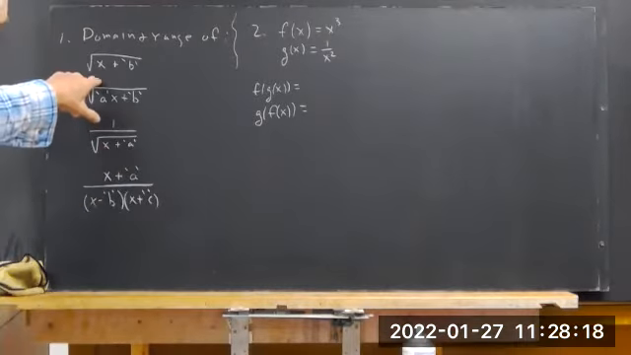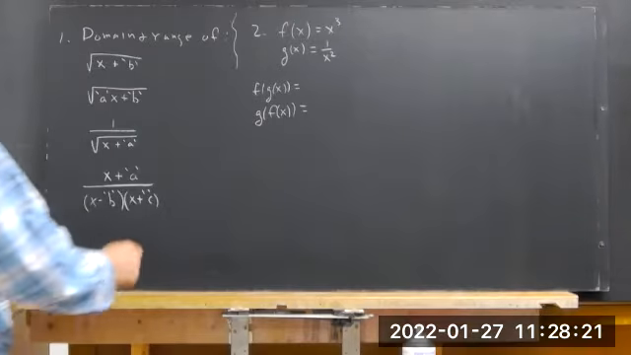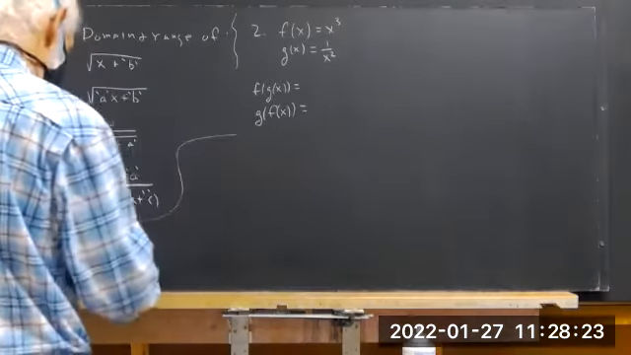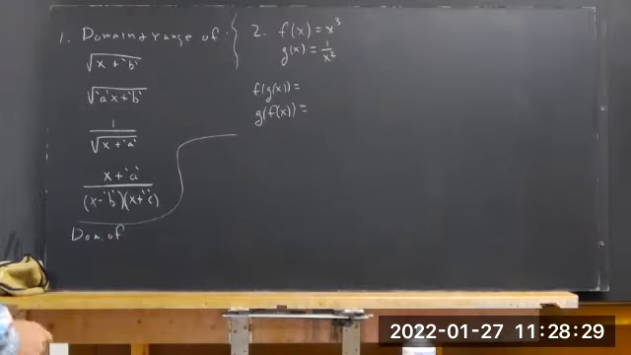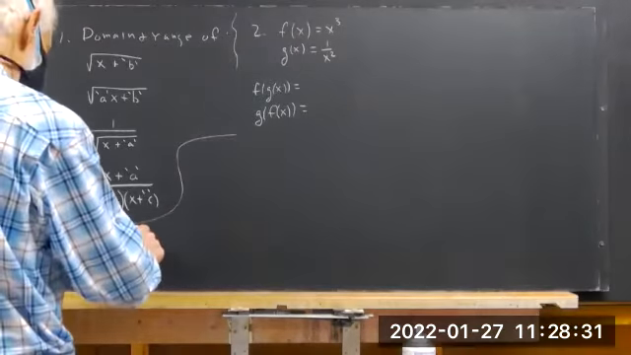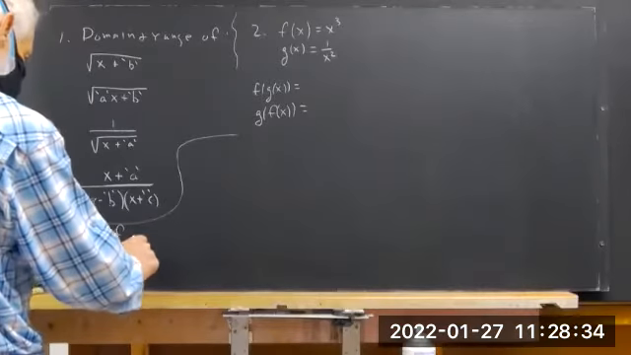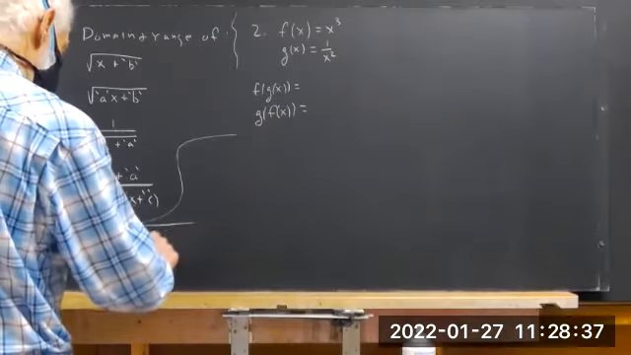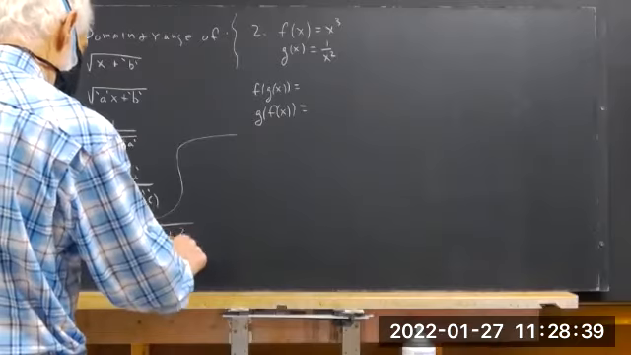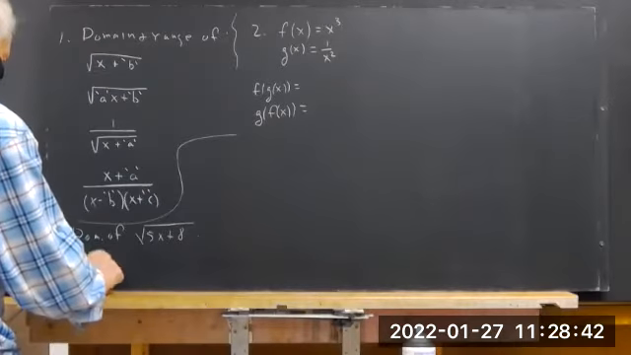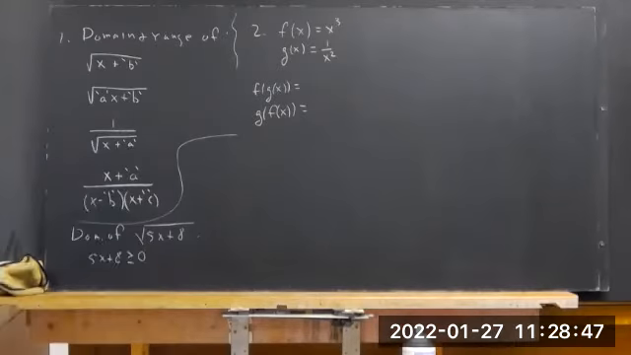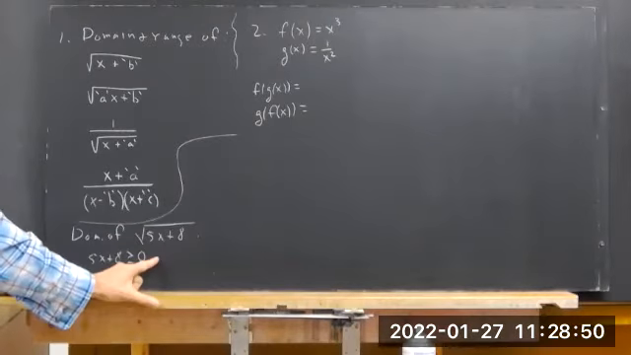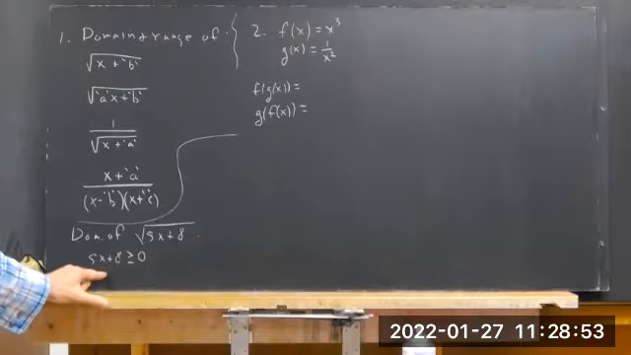Quickly, let's just do this. Domain of the square root of 5x plus 8. You have to do the square root of something, and it's got to be greater than or equal to 0. So you just write down 5x plus 8 is greater than or equal to 0.